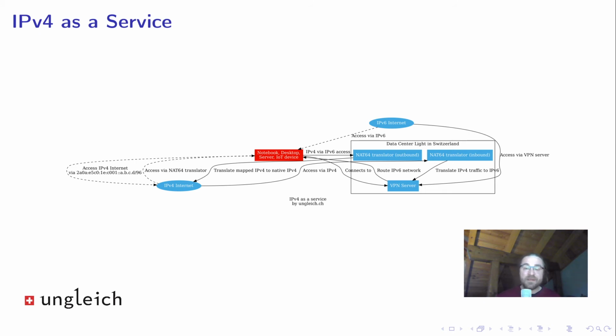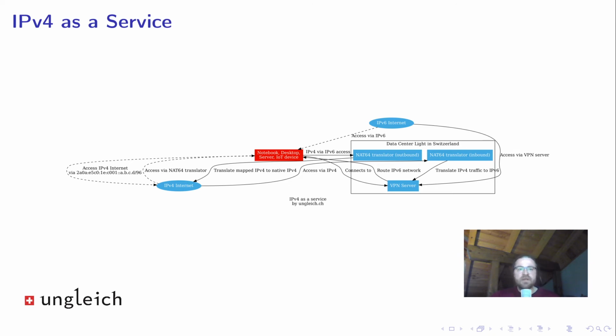I even split the NAT64 translators here into 2 blocks. We have one NAT64 translator that I call inbound here on the right side, and one NAT64 translator for outbound traffic. In reality, those are 2 different NAT64 translators. In practice, they don't have to be, but I think it's easier for looking at it.